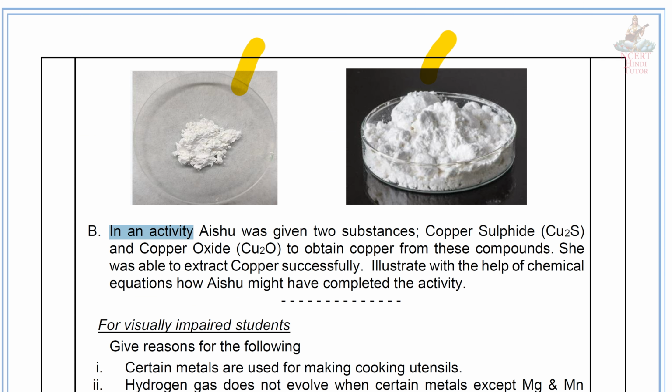In an activity, Aishu was given two substances, copper sulfide Cu2S and copper oxide Cu2O, to obtain copper from these compounds. She was able to extract copper successfully. Illustrate with the help of chemical equations how Aishu might have completed the activity.